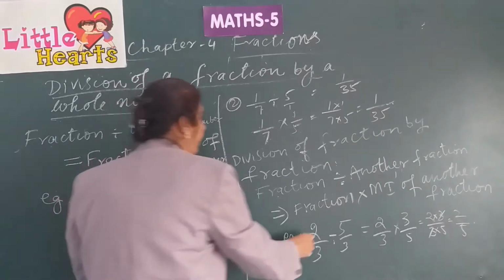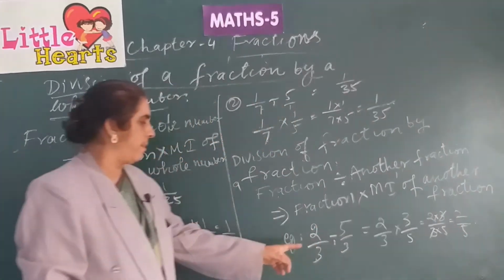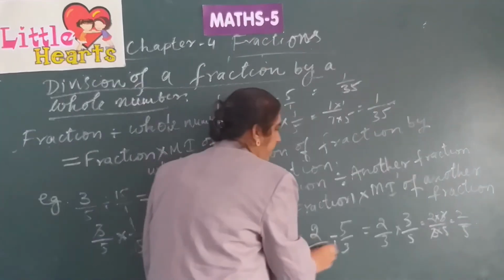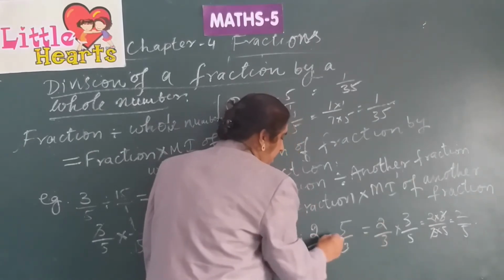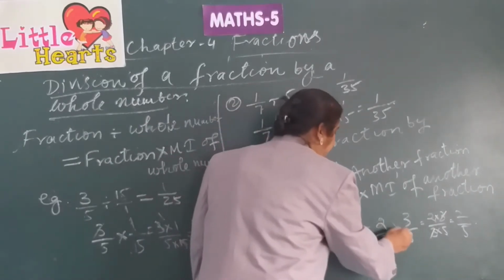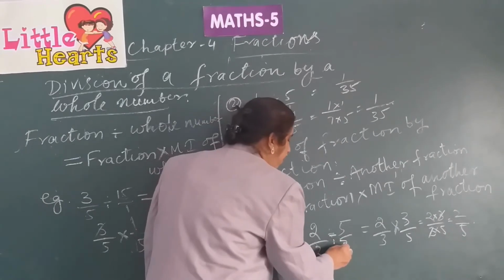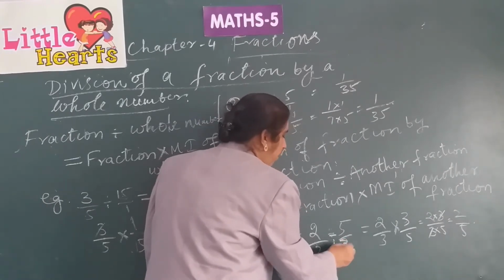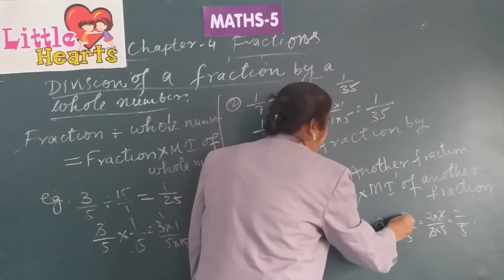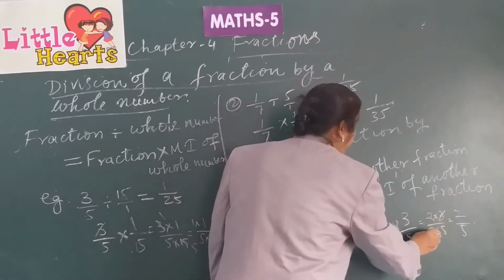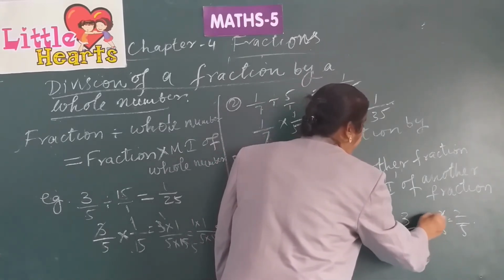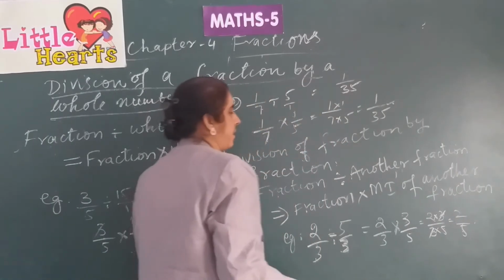So 2 by 3 divided by 5 by 3. 2 by 3 is as it is, the dividend will be as it is. This division symbol becomes multiplication, and then the multiplicative inverse of 5 by 3 should be written here. 3 by 5. So 2 into 3 by 3 into 5. 3 gets cancelled. 2 by 5 is the final answer.